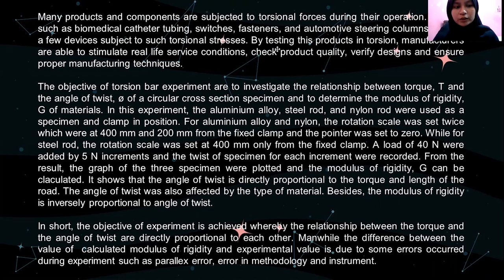A load of 40 Newton was added in 5 Newton increments, and the twist of the specimen for each increment was recorded. From the results, the graph of the twist of the specimen was plotted and the modulus of rigidity can be calculated.